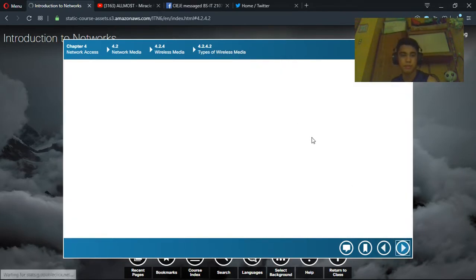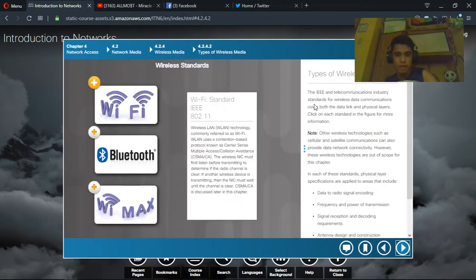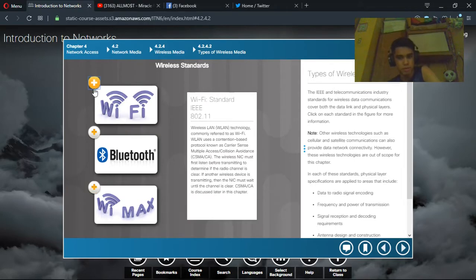Types of wireless media: Wi-Fi, Bluetooth, and WiMAX. On Wi-Fi, the standard is IEEE 802.11, wireless LAN, WLAN technology commonly referred to as Wi-Fi.